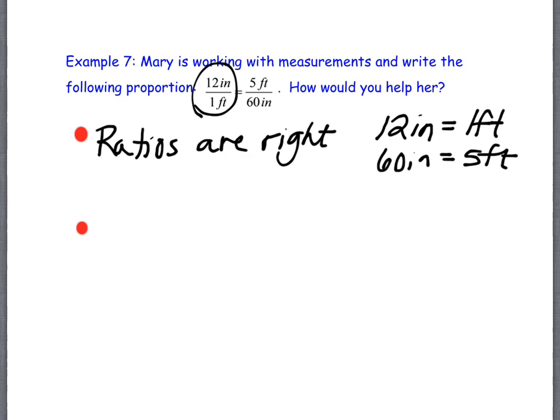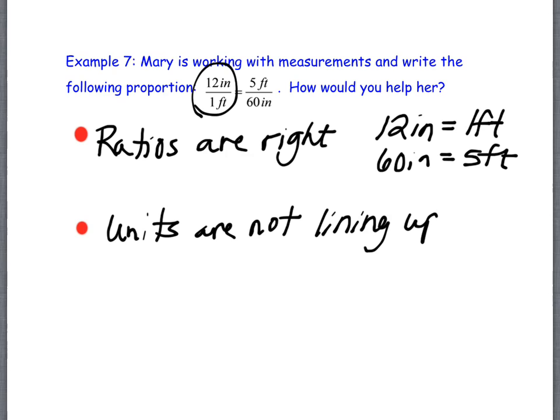The units don't match up, right? Right now she's got inches over feet on the left and she's got feet over inches on the right. So her units are not matching up or lining up or something like that. They don't line up right. So what should she have?